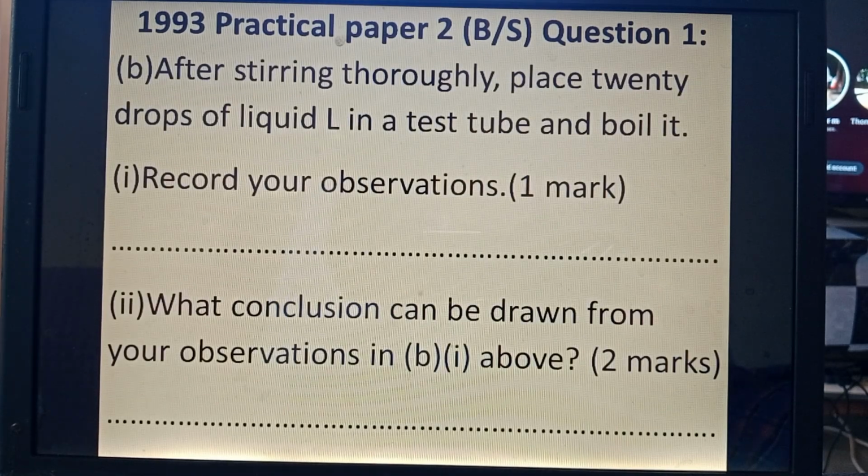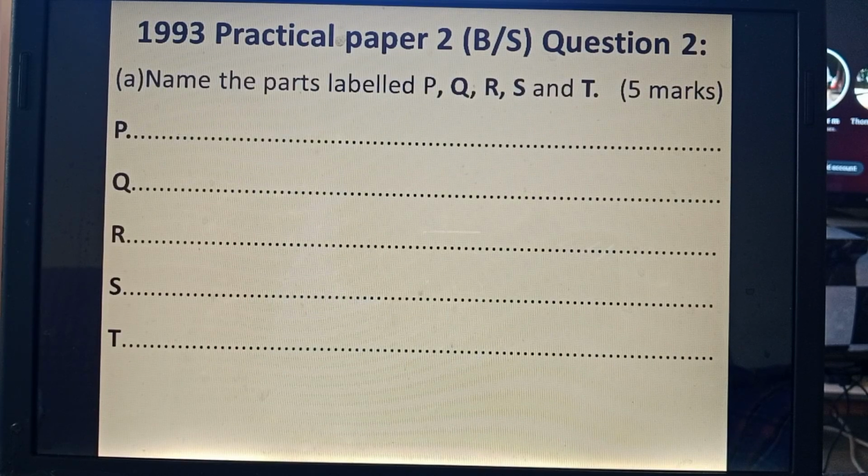B. After stirring thoroughly, place 20 drops of liquid L in a test tube and boil it. Record your observations. What conclusion can be drawn from your observations in B1 above? Question 2. Name the parts labeled P, Q, R, S, and T.